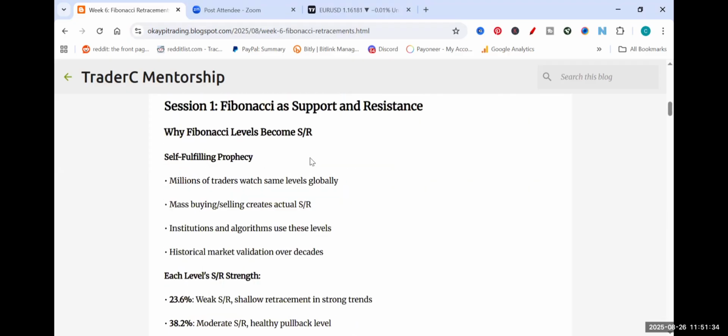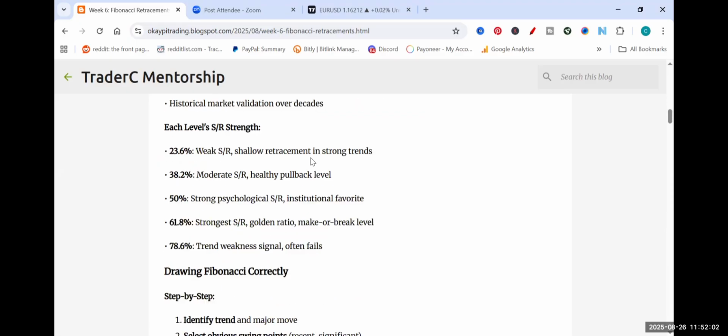The Fibonacci support and resistance: why Fibonacci levels become support and resistance. One, the earlier explained self-fulfilling prophecy. Millions of traders watch the same levels globally. There is mass buying and selling, thus creating actual support and resistance at these levels. And then institutions and algorithms use these levels as well, and then historical market validation over decades.